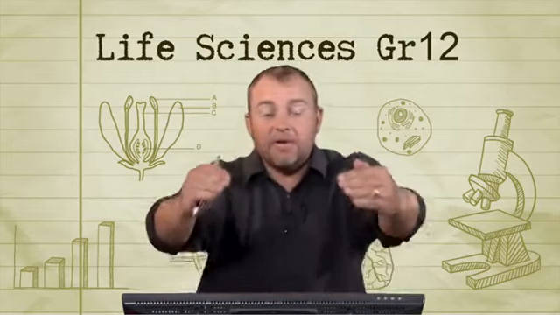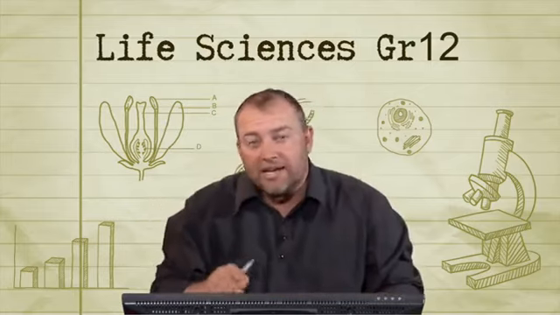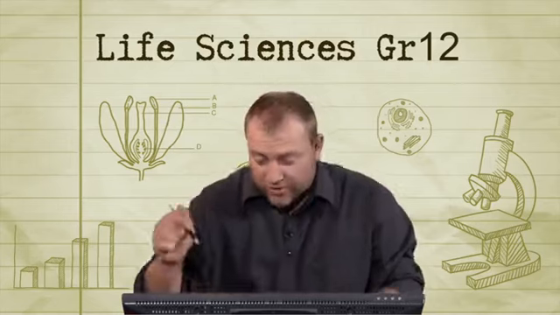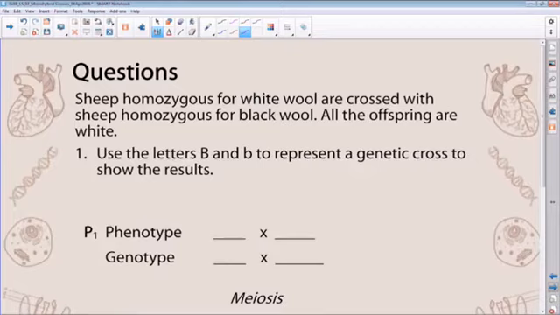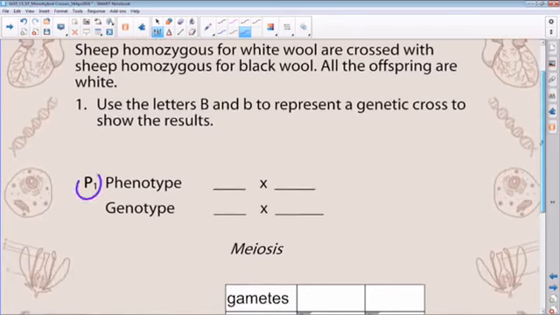Let's see how you did. Now remember, to save me time, I've written down all the information that you need first. Okay, so let's have a look. Here it is. Homozygous sheep, black and white. All the offspring that come out are all white. You need to tell me what the offspring are of the F1 generation have been inbred. Okay, cool. So let's see. First thing I've noticed, don't forget my P1 generation.